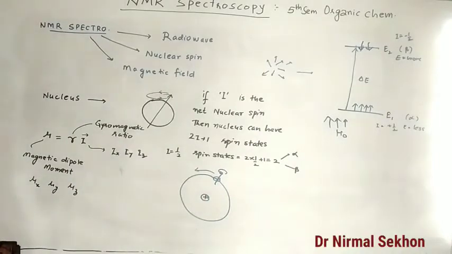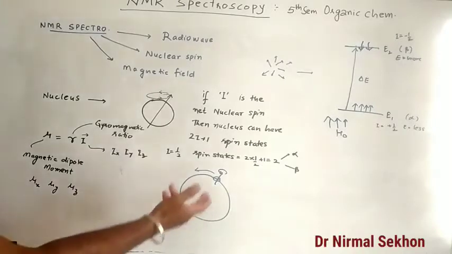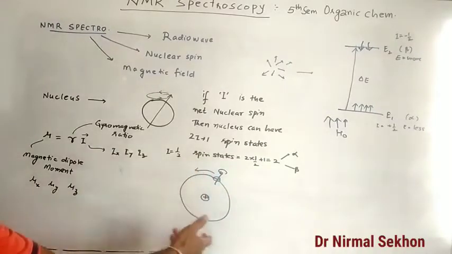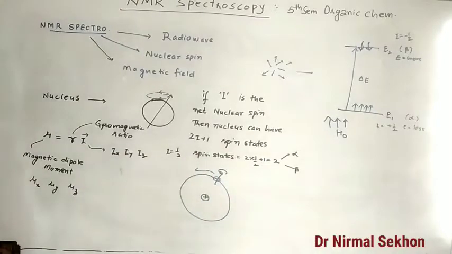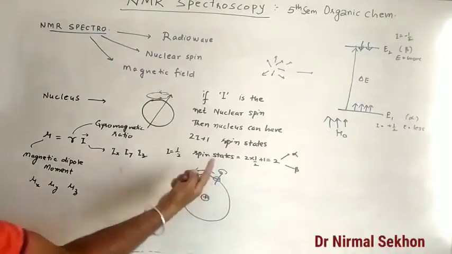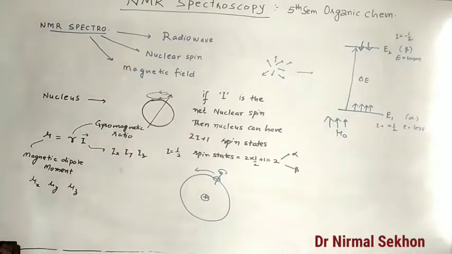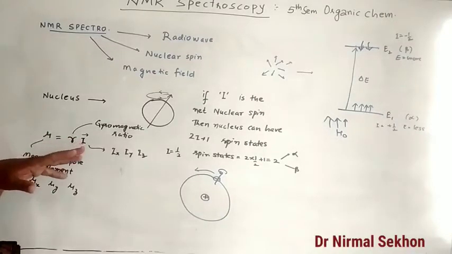The electron has the same nature. When it revolves around the nucleus, it generates orbital angular momentum. But when it spins along its axis, either plus half or minus half, it generates spin angular momentum. So there are 2 types of angular momentum, orbital and spin. Orbital angular momentum is for the electron, not for the proton. For the proton we will discuss only the spin angular momentum, because it has spin only.